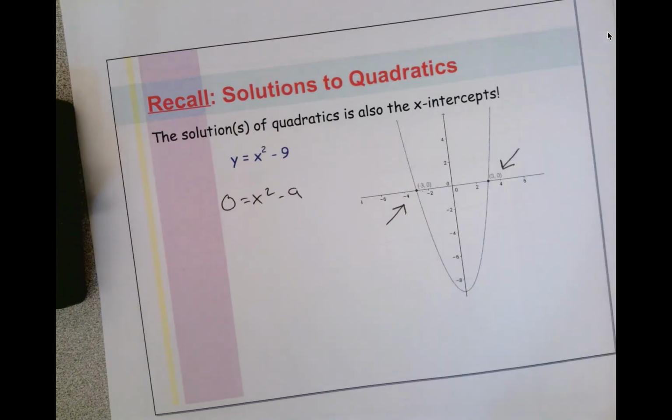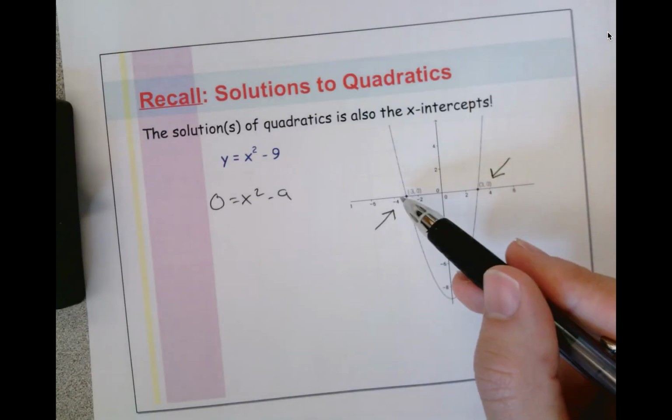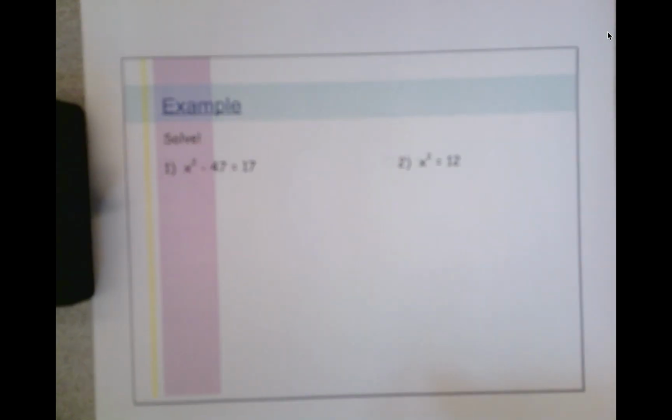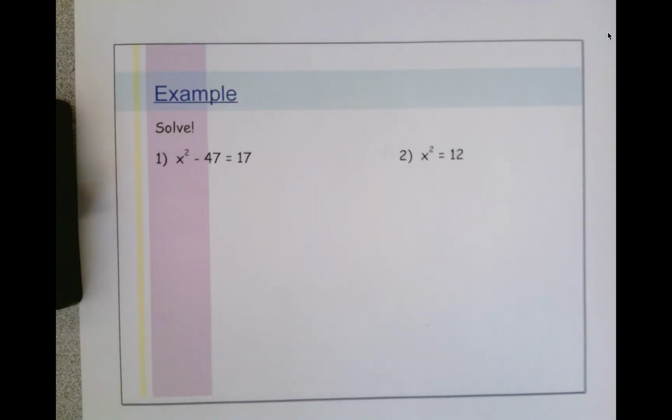We can have two answers. Just because of the shape of the U, it can intercept this at 2 points. It can also intercept it at 1 point or 0 points, which is something that we will get to moving forward. So what we want to do here is we want to solve these quadratic equations.